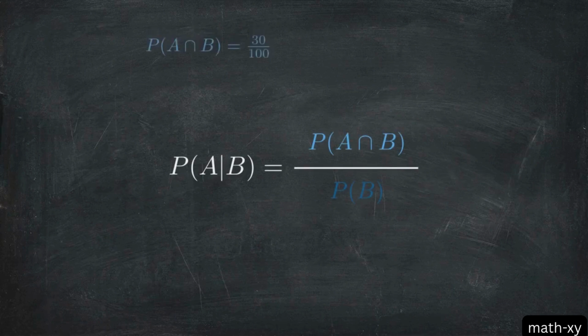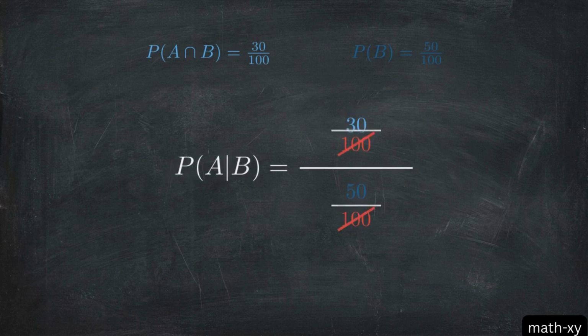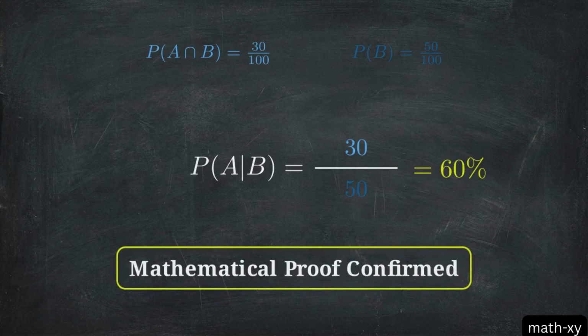Mapping the variables, the probability of a student playing both sports is 30 out of 100. The probability of a student playing football is 50 out of 100. When we plug these individual probabilities into our conditional structure, it builds a complex fraction, 30 over 100 entirely divided by 50 over 100. Since both parts share the total student population of 100 as a base, we can simplify algebraically. That denominator of 100 mathematically cancels itself out on the top and the bottom, leaving us with exactly 30 over 50. That simplifies directly down to 60%. The strict mathematical formula confirms the exact same result we found using intuitive logic earlier.